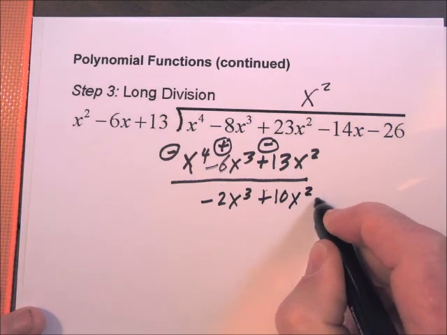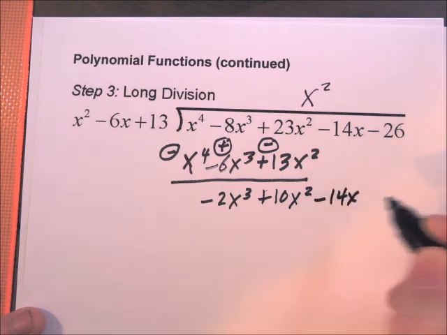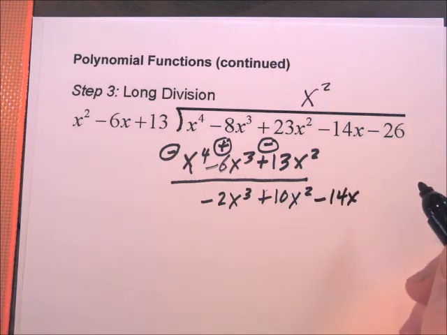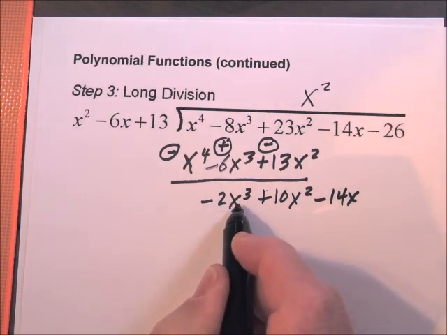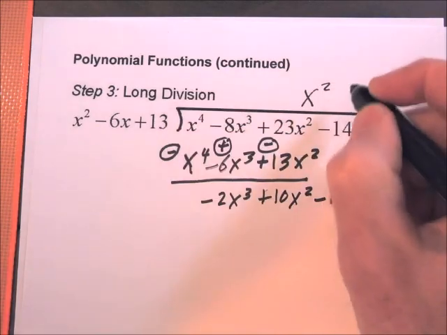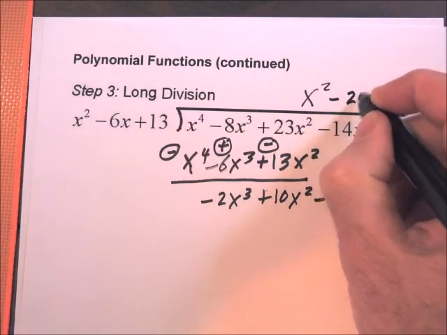And then we can bring down the next term, which is minus 14x. And then divide again. So it's the highest power of x divided by the highest power of x. Minus 2x to the third divided by x squared is going to be minus 2x.